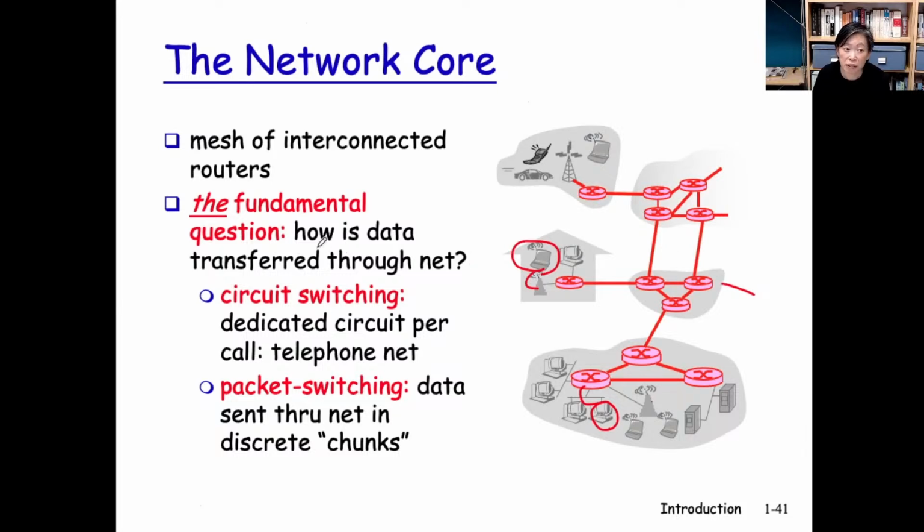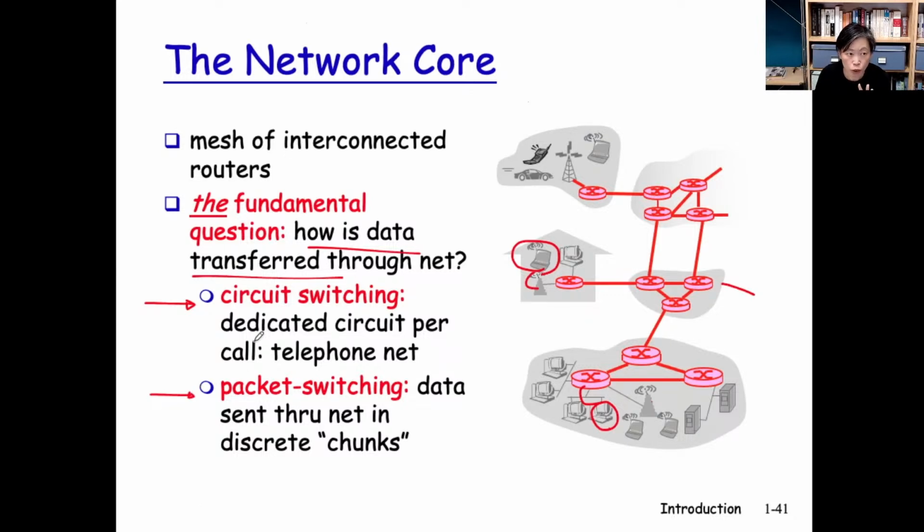So it takes us to this very fundamental question. How do we transfer data in such a well-connected mesh network? In general communication network design, there are two major mechanisms. First, circuit switching. Second, packet switching.